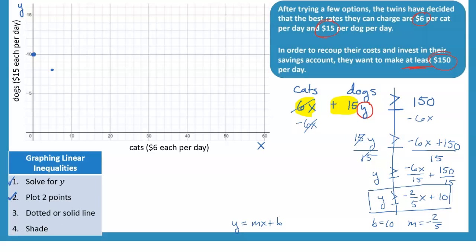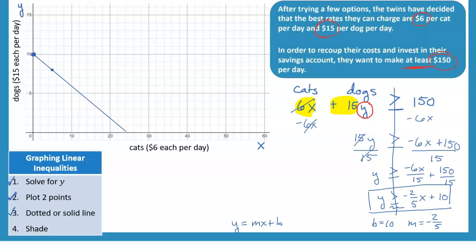Number 3, we ask, is this a dotted line or a solid line? How do we tell? Well, we have to look at our inequality symbol and say, does it have an equal sign on it? If it does, then it's a solid line. If it doesn't, then it's a dotted line. We do have an equality here, so it's going to be a solid line. We'll draw a line like that. So step number 3 is done, and our last part here is to shade the side that contains our solutions.